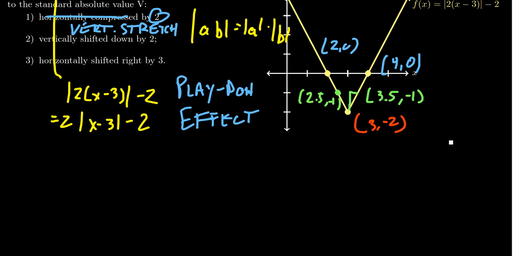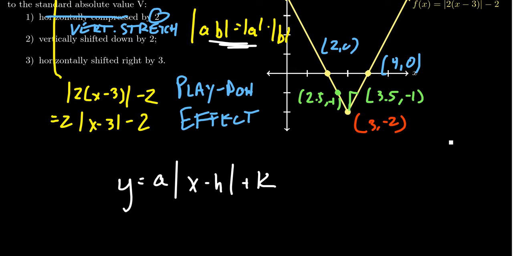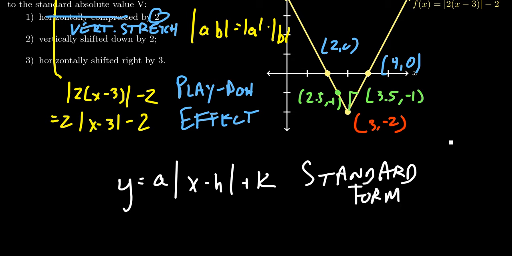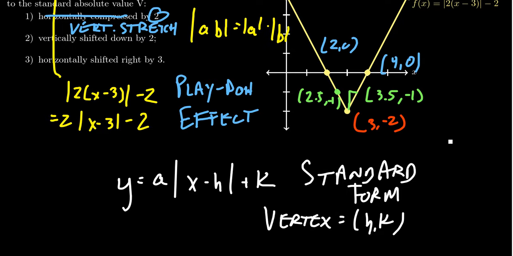And so one thing I like to mention about absolute value functions is that they can always be written in the following form: y equals a times the absolute value of x minus h, plus k. Basically, by factoring the horizontal zone and then factoring the absolute value if necessary, every absolute value function can be written in this standard form. The standard form of the absolute value function. In this case, we see that the horizontal shift is h, the vertical shift is k, and so the vertex of your absolute value function is going to be the point (h, k). And so you can find the vertex of the absolute value very, very quickly.